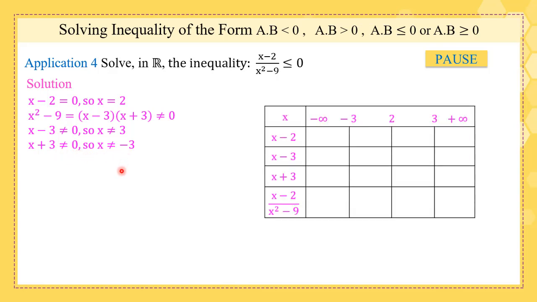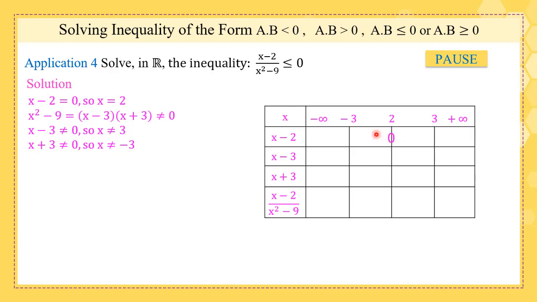Now, we set up the table of signs. x from minus infinity to plus infinity, the roots minus 3, 2, 3 in order, x minus 2, x minus 3, x plus 3, and at last the quotient x minus 2 over x squared minus 9. x minus 2 is 0 at x equal 2. We put 0 at this column.